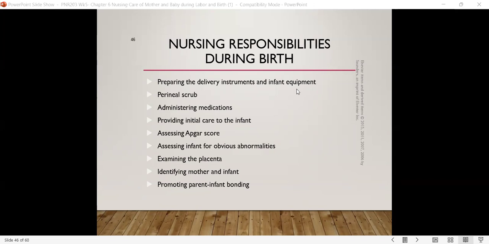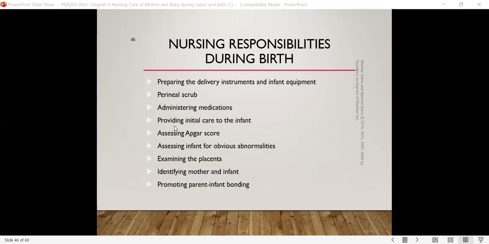So you would be checking that equipment, which is very important because once that baby comes out and he's maybe having a hard time breathing because he has a lot of fluid, we have to make sure that the suction is working. Maybe do a little perineal scrub. Remember, it gets kind of messy during the labor process. So we have blood, we have amniotic fluid, we may have some excretion down there. So we want to make sure we get it all nice and cleaned up.